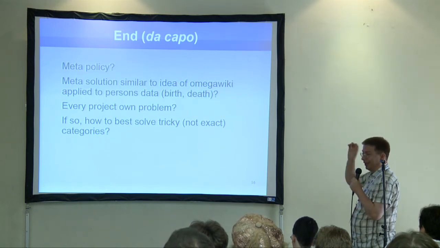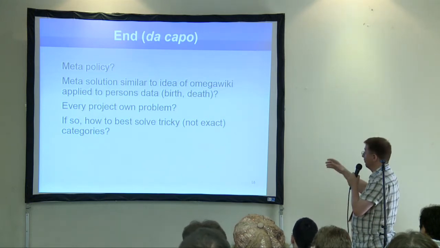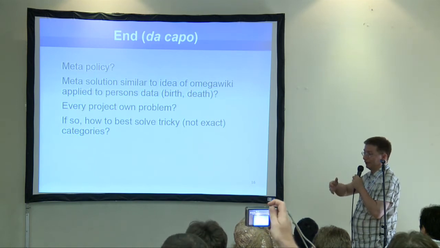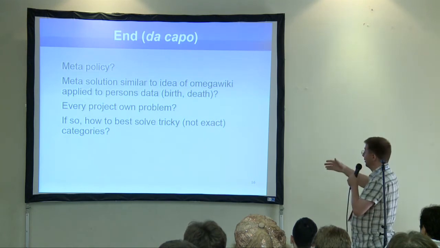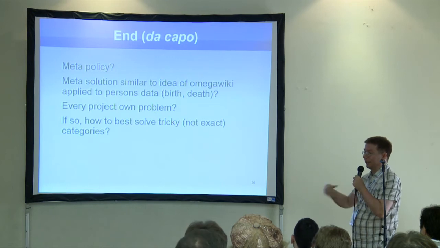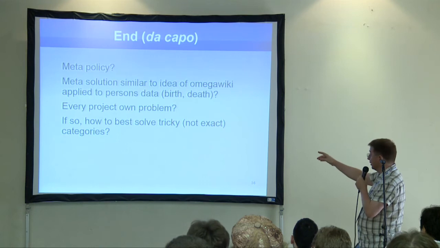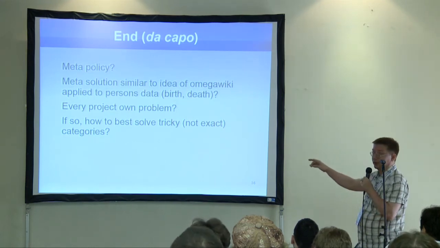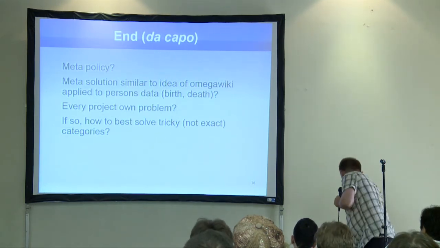OmegaWiki was an idea I heard 4 years ago at one Wiki conference, where a person's data would be collected on one project and imported by templates to all others. Or should every project solve its own problem? If so, how best to solve tricky, not exact categories? Convicted mass murderers or mass murderers? Of course.